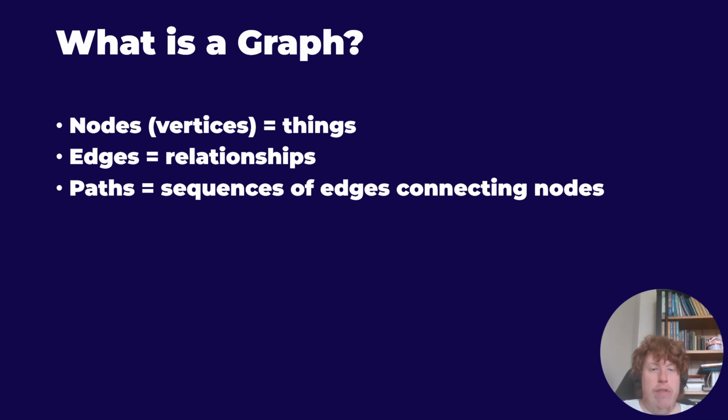A graph is a collection of nodes, also called vertices, and the connections between them called edges. They're used to represent networks, like social connections or routes. Graphs can have paths, which are sequences of edges.